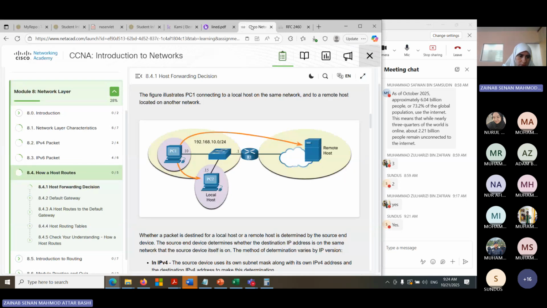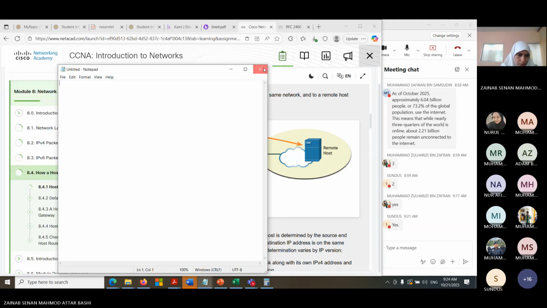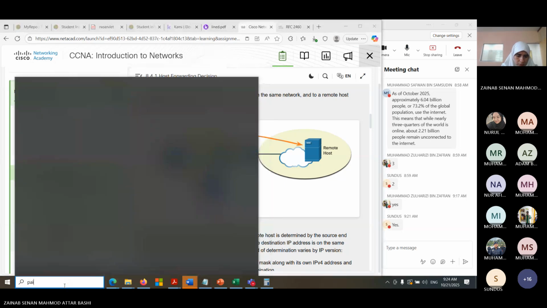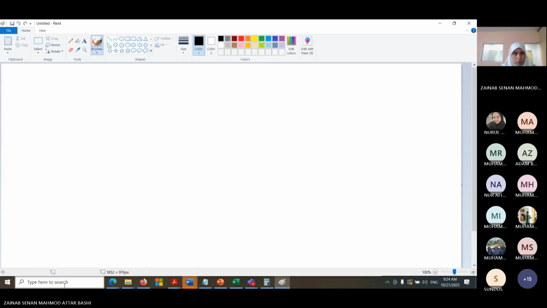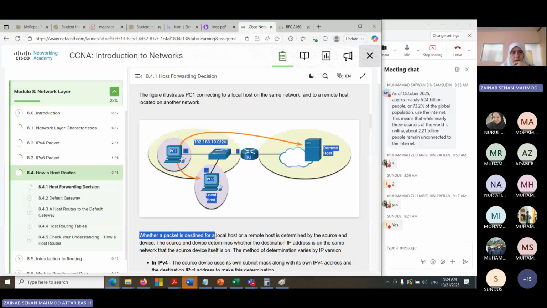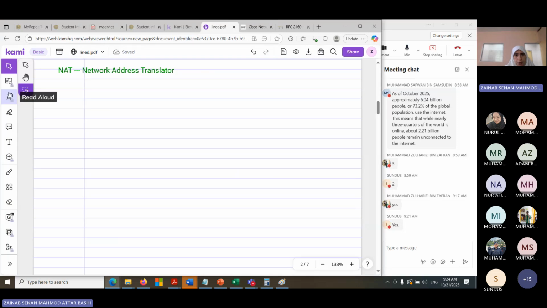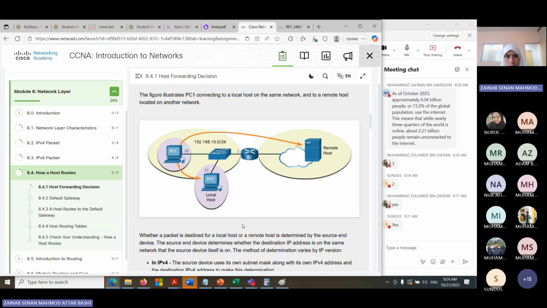Never mind. Screen, it's right here. Okay. My computer decided just to make troubles for me, you know. Never mind.